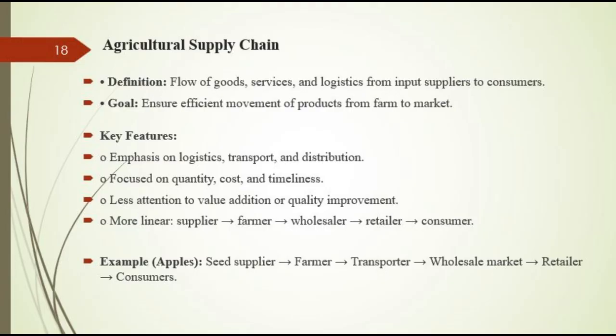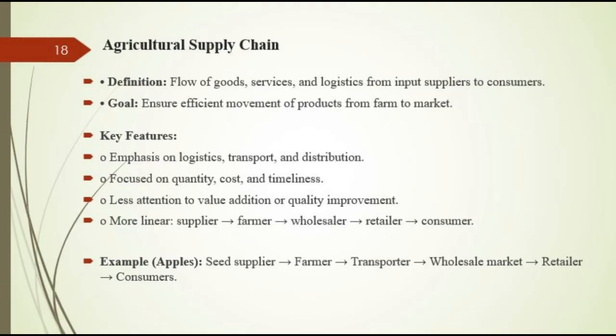2. Quantity, cost, and time. The main concern is delivering the right quantity, at the right time, at minimum cost. Quality improvement is not the primary focus. 3. Less focus on value addition. Unlike the value chain, the supply chain usually does not involve processing, branding, packaging for higher value. Its job is mainly movement.